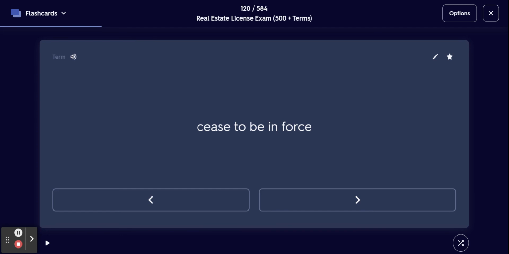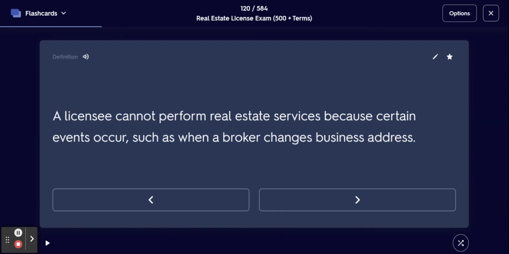Cease to be in force. A licensee cannot perform real estate services because certain events occur, such as when a broker changes business address.